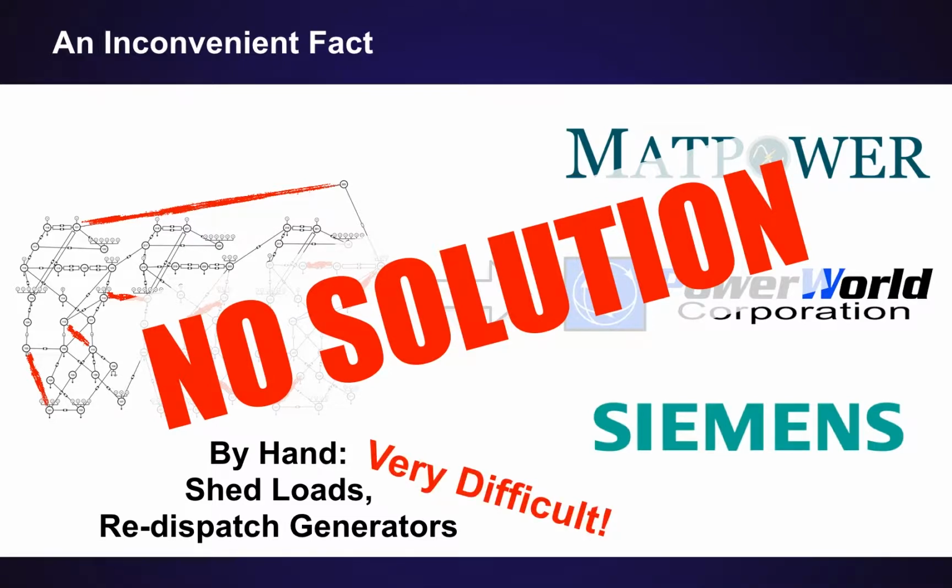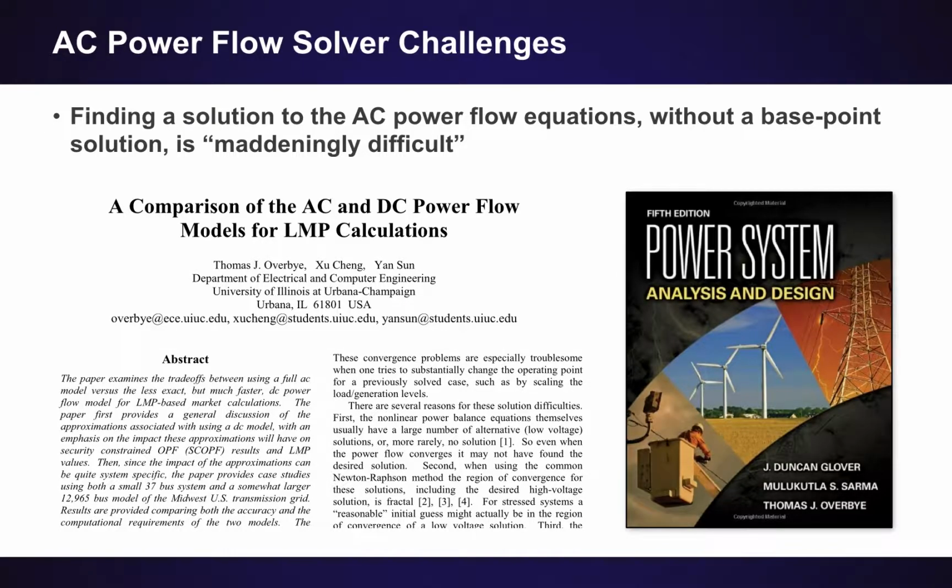Now the challenge is doing this by hand can be very difficult. And you don't have to take it from me. There's a very famous paper from Tom Overbye, who is also an author of one of the best educational textbooks on power systems. And in this paper, he says that finding a solution to the AC power flow occasions without a base point solution, like a standard operating point, is maddeningly difficult. And I can tell you from my own experience trying to do this, it is definitely very difficult to do by hand for a large network.